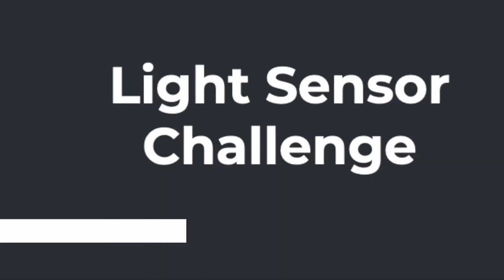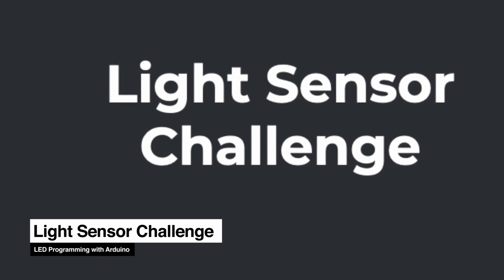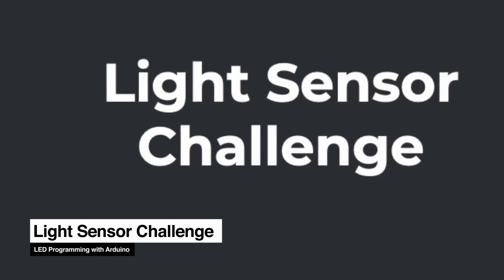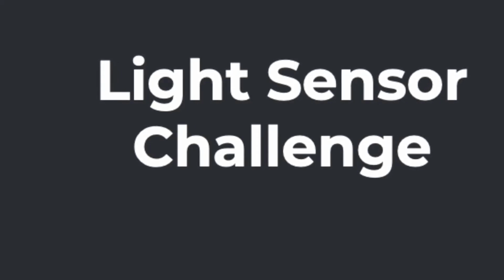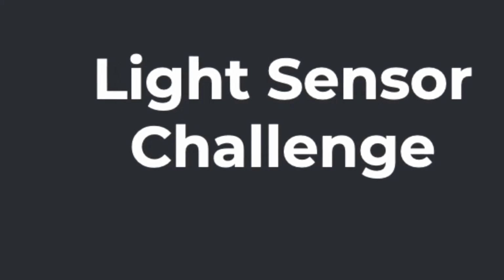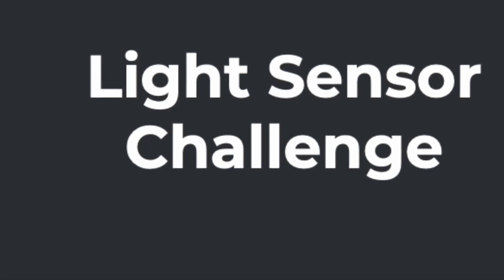For a challenge, how would you automate your lighting system so that when it's completely dark, a certain lighting animation plays? But when it's medium or low light, a different animation plays. What about when it's very, very bright? Can you create a lamp that will respond to these different lighting situations?